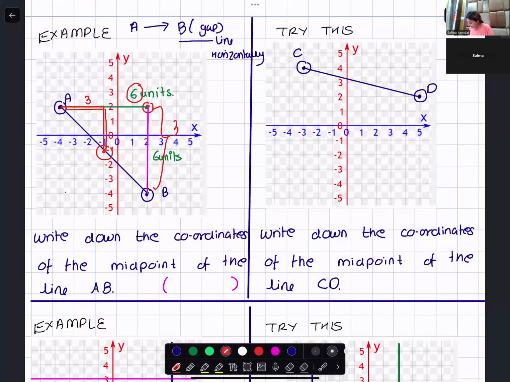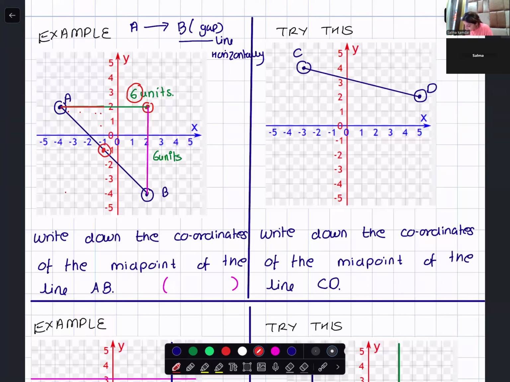So the midpoint is what? Let's check. Half of the horizontal line is 3. 1, 2, and 3. Half of the vertical line is 3. 1, 2, and 3. So here will be my midpoint. So the midpoint is going to be over here.